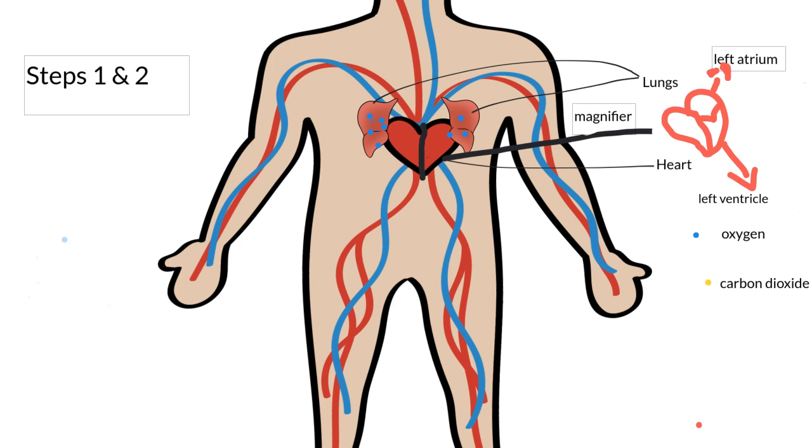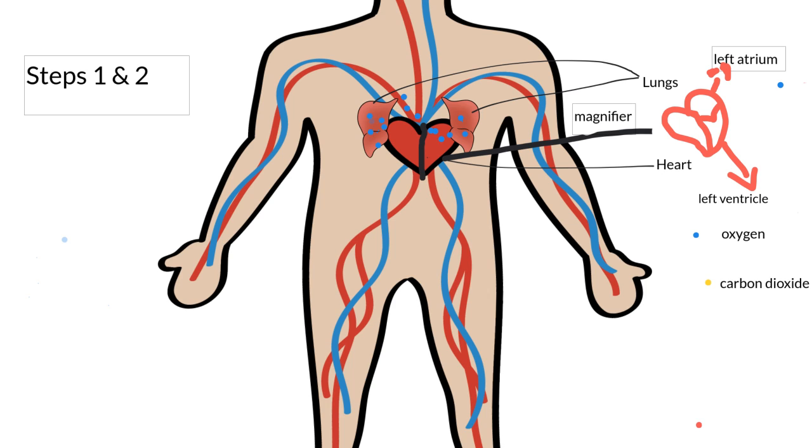Let me show you where we start. So it's oxygen-rich blood from the lungs enters the left atrium. That is step 1. Here you'll notice our key. Here is oxygen, carbon dioxide. Oxygen-rich blood from the lungs, here are the lungs, enters the left atrium. So it is going from the lungs down into the left atrium.